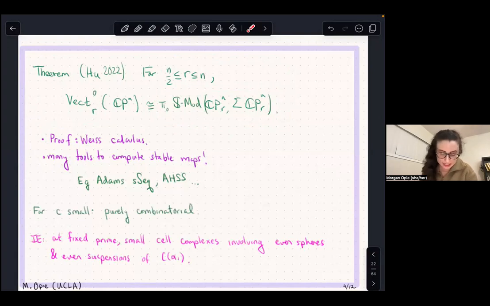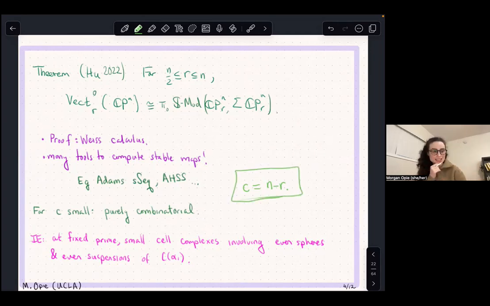So in particular for c, my convention is always going to be that c is n minus r. Sometimes it's more convenient to write one, sometimes the other, so I apologize for some inconsistency. If I fix a small corank, n minus r, I have some very small cell complexes here. The cells are concentrated in degrees, and the length of the range of degrees where these complexes are concentrated is the corank, n minus r.